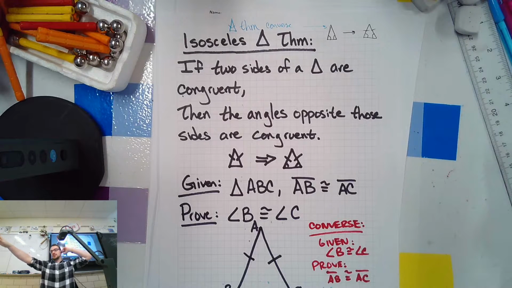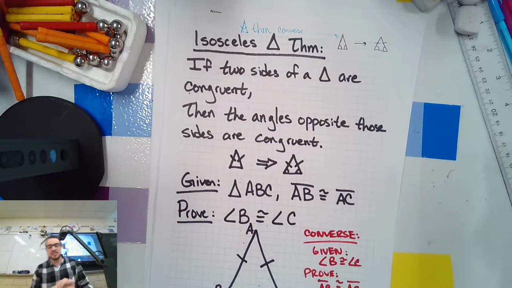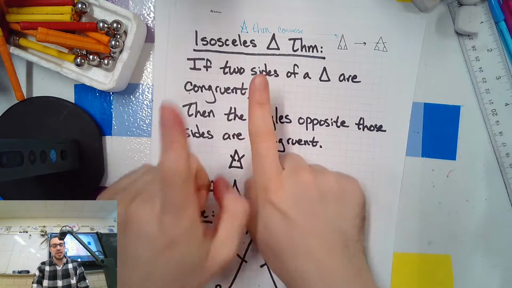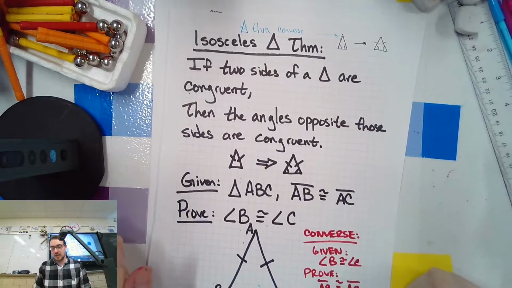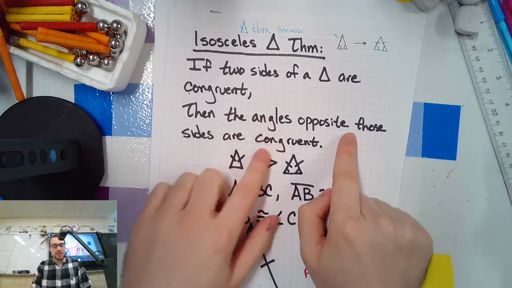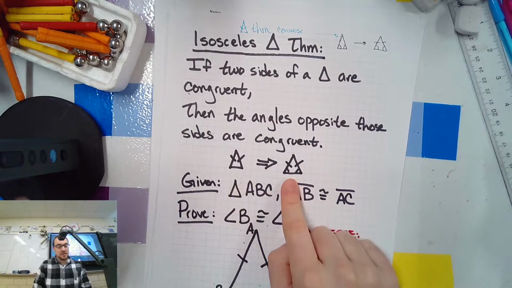I need you to pay attention now. So, here it is. Yesterday, we talked about isosceles triangles. There's a theorem that has to do with isosceles triangles. It says if two sides of the triangle are congruent, in other words, if you have an isosceles triangle, then the angles opposite those sides will be congruent. So if we have this, that implies this.